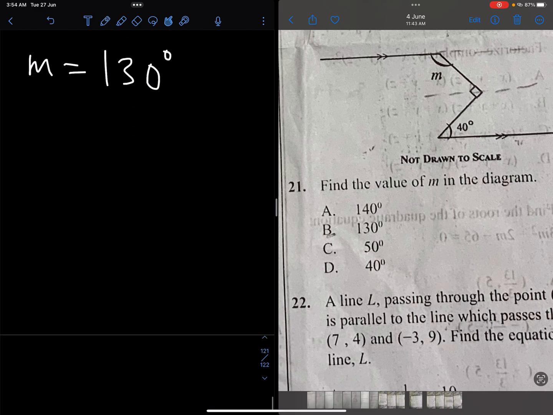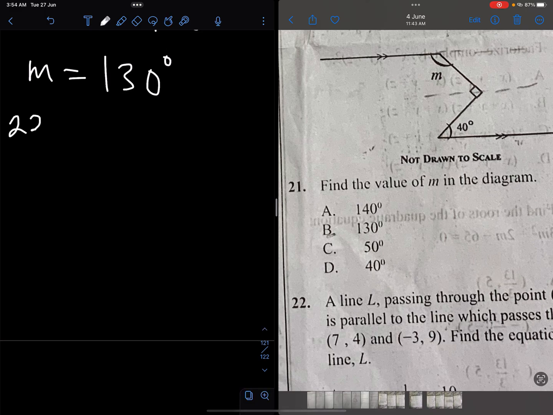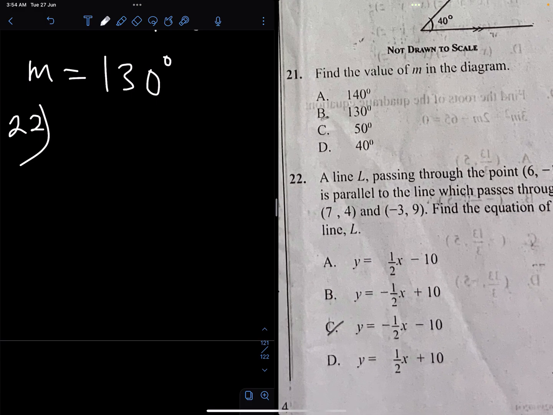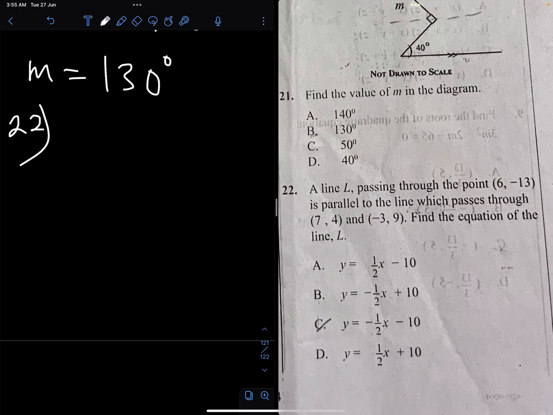Now we go straight to the next, which is number 22. Number 22. A line L passing through the point (6, -13) is parallel to the line which passes through (7, 4) and (-3, 9). Find the equation of the line L.